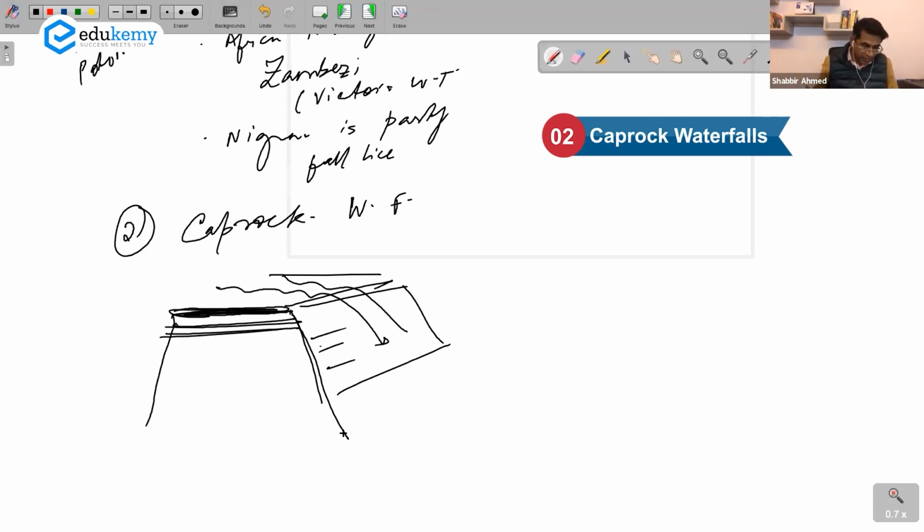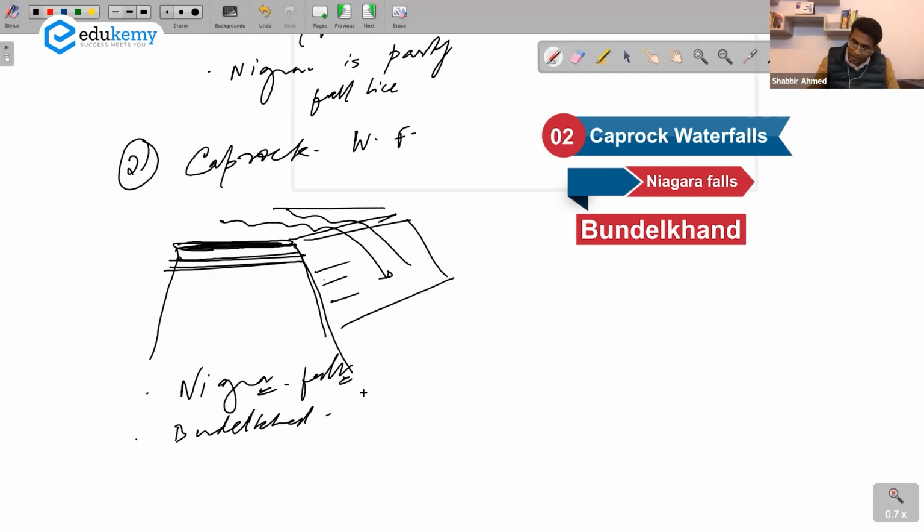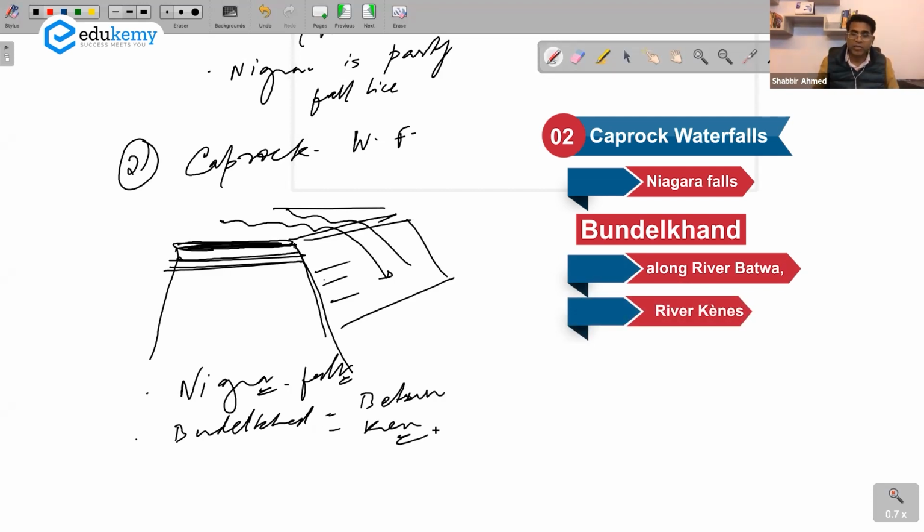Examples of these are, again, Niagara Falls. And we have a couple of waterfalls in parts of Bundelkhand, along River Betwa, along River Ken, because these are hard rocks. They're called caprock waterfalls.